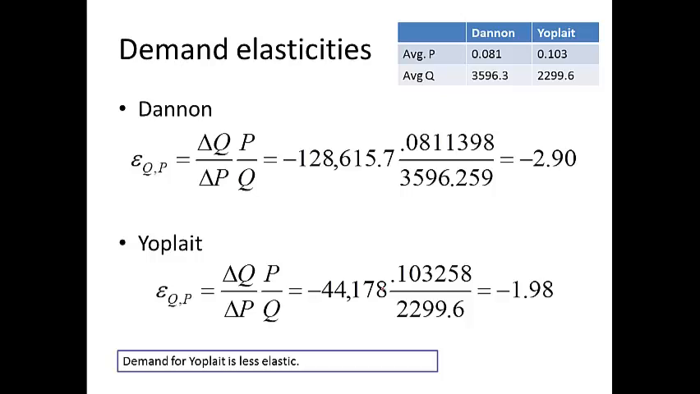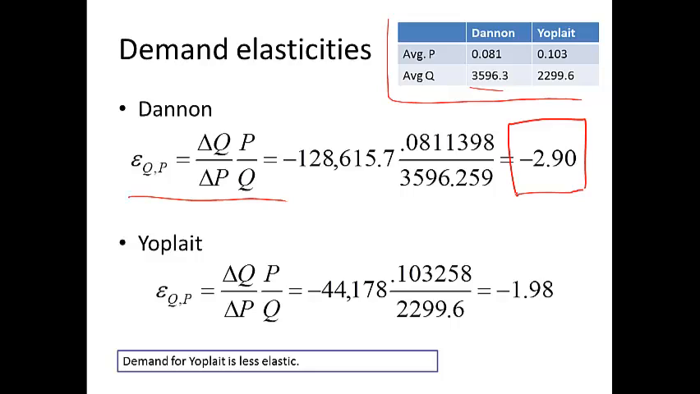And we can calculate demand elasticities using the formula that we've been working with for a while. I've reproduced in this picture just a reminder about what the average prices and quantities are for the two products. But let's start with Dannon. So the elasticity of demand in general is delta Q over delta P times P over Q. Here, that's minus 128,615.7 times P over Q. That P is 0.081 from up here, and that Q is the associated 3,500 and so forth. And the answer is minus 2.9.